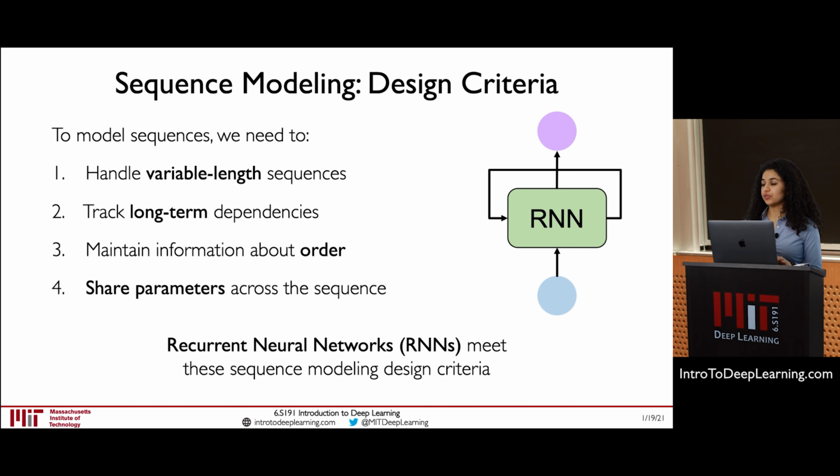So hopefully going through this example of predicting the next word in a sentence, with a very particularly common type of sequential data being language data, shows you how sequential data more broadly can be represented and encoded for input to RNNs, and how RNNs can achieve the set of sequence modeling design criteria.